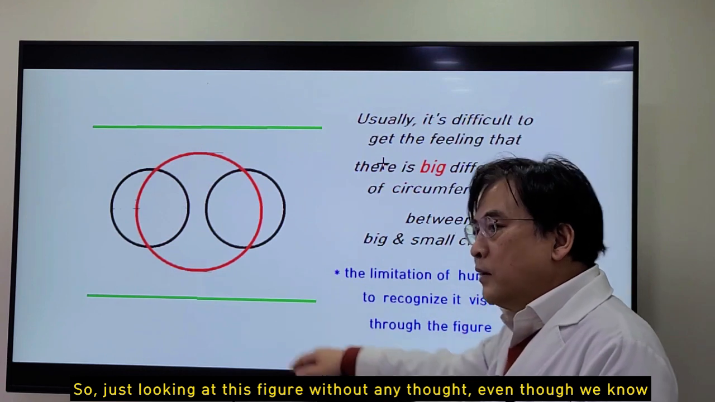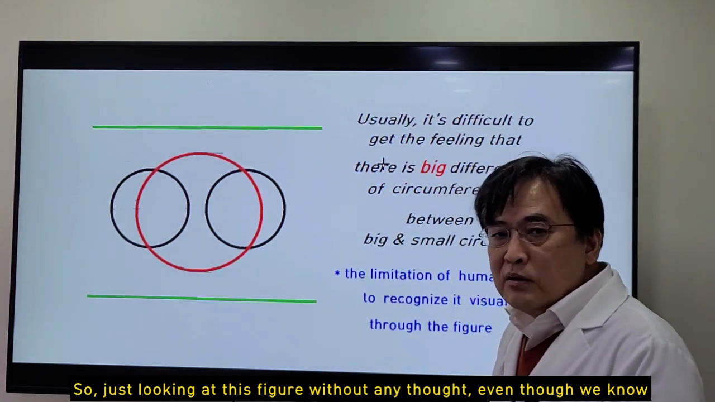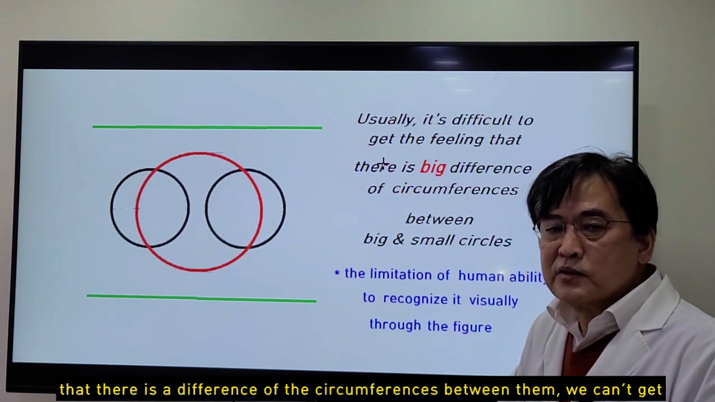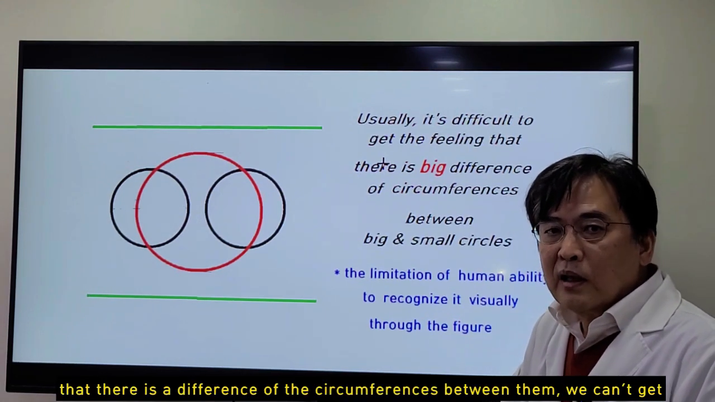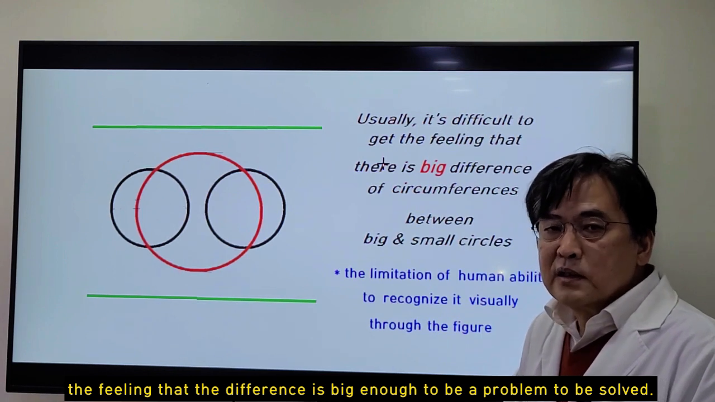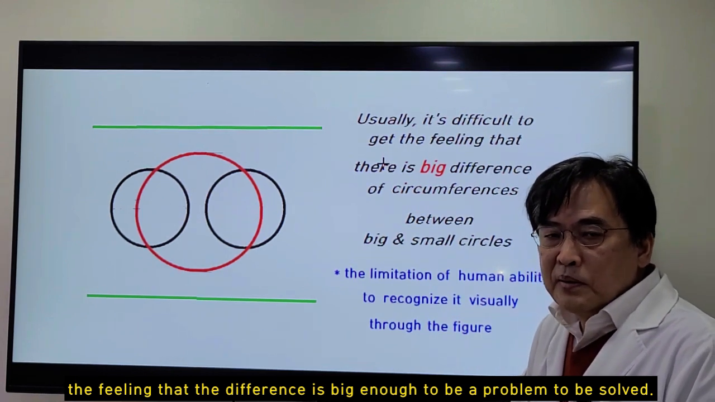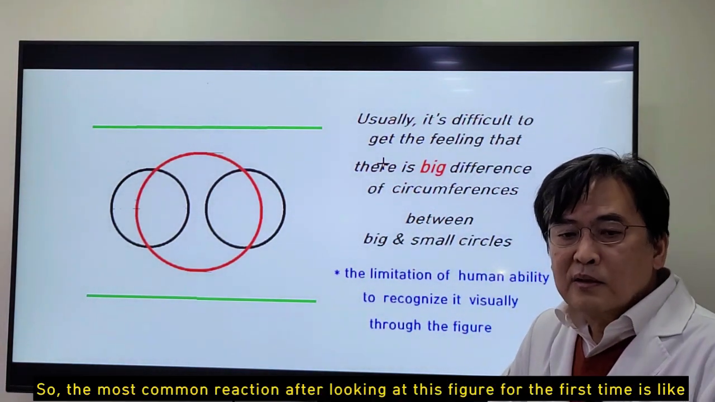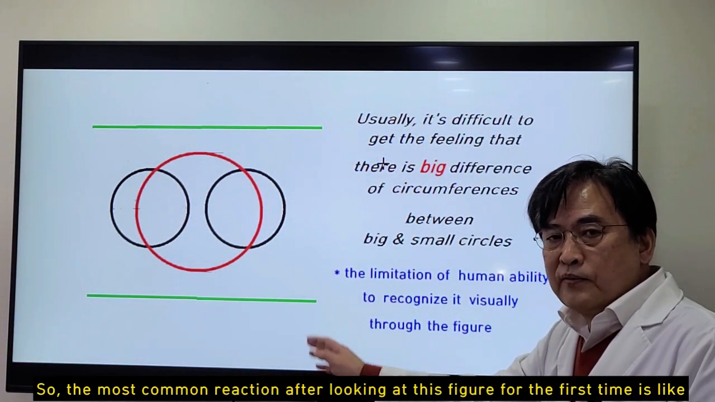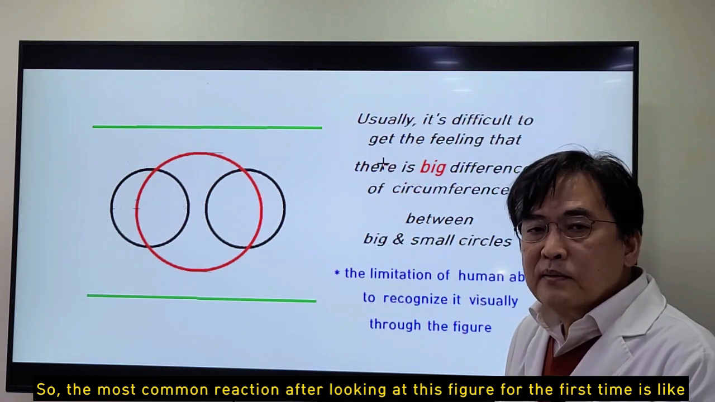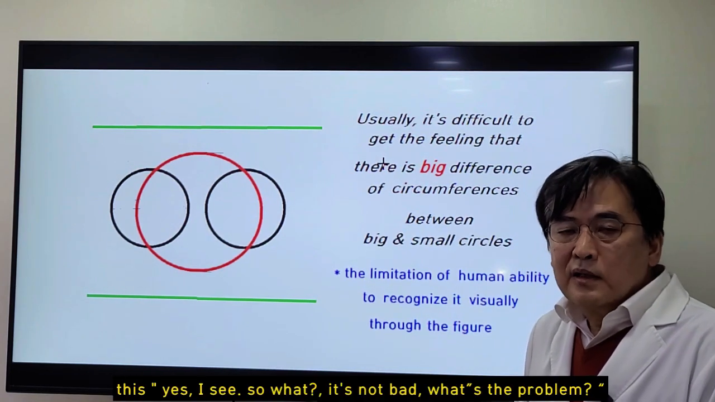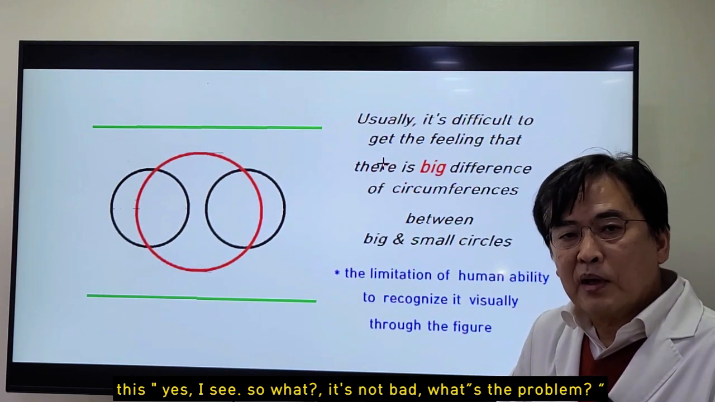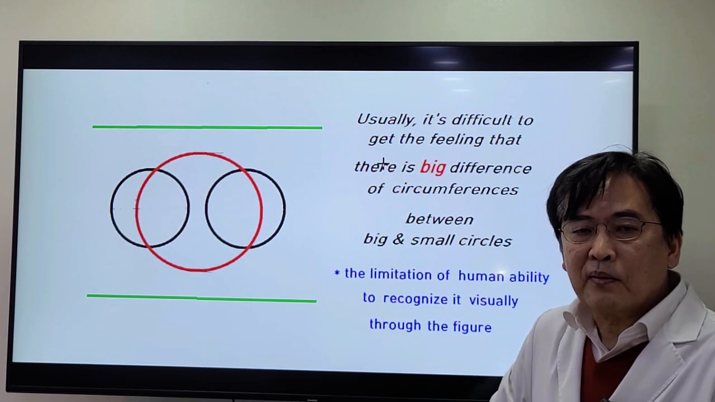So, just looking at this figure without any thought, even though we know there is a difference of circumferences between them, we cannot get the feeling the difference is big enough to be a problem to be solved. So, the most common reaction after looking at this figure for the first time is like this. Yes, I see. So what? It's not bad. What's the problem?